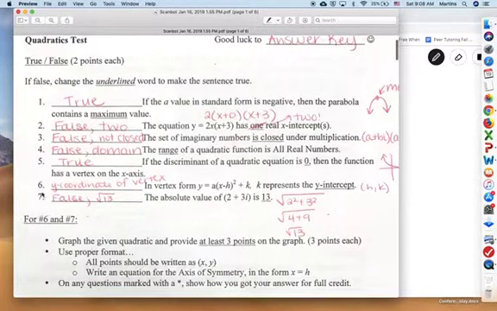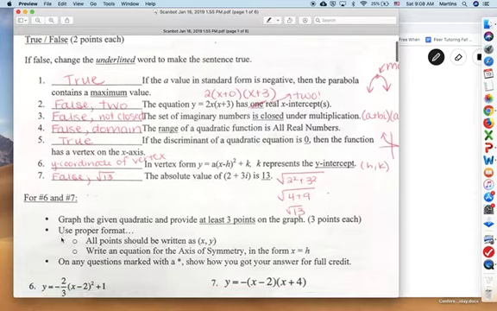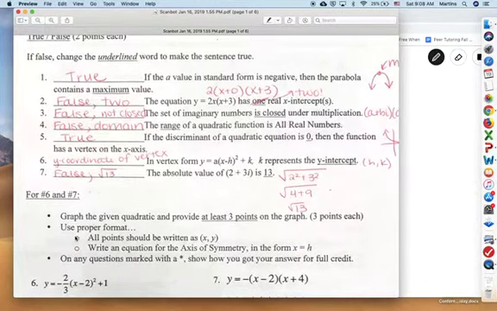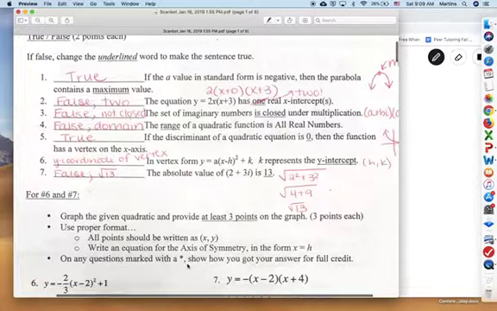There's a numbering issue here, so we're going to repeat 6 and 7, but we're going to do it with the graphing questions. Okay, so given the quadratic, provide at least 3 points on the graph, use proper formatting. So please read these directions really carefully on the test because you don't want to lose points for silly things like this. If ever you write a point, any intercepts, they should be written in the form (x, y). Okay, if you have an equation for the axis of symmetry, make sure it gets the form x equals h. If you have a question marked with an asterisk, show how you got your answer.